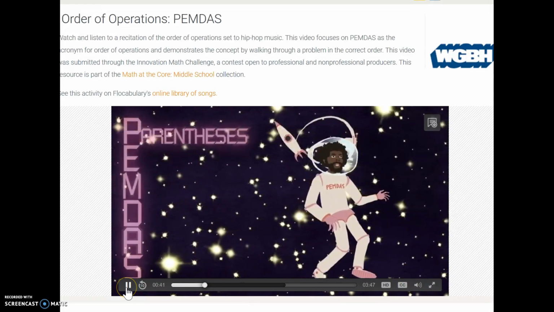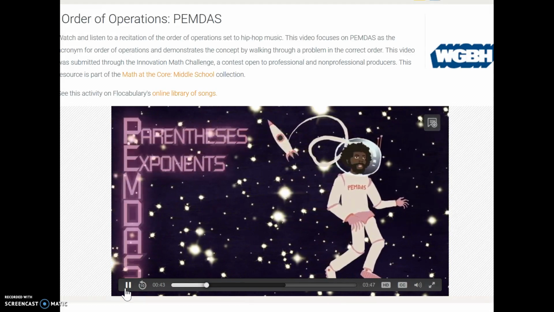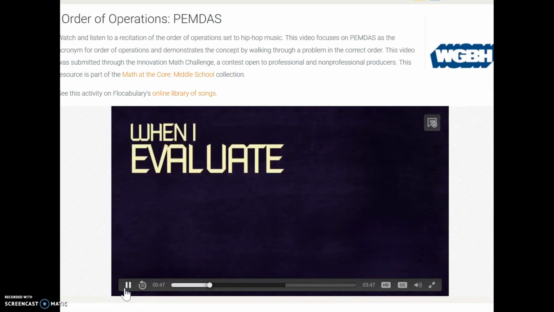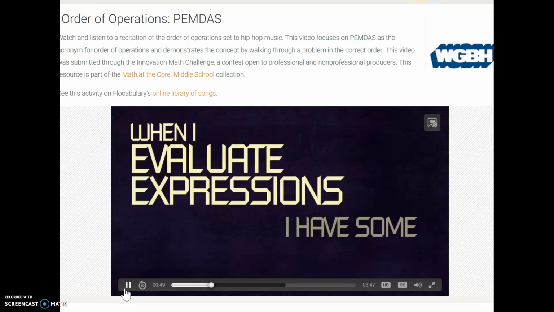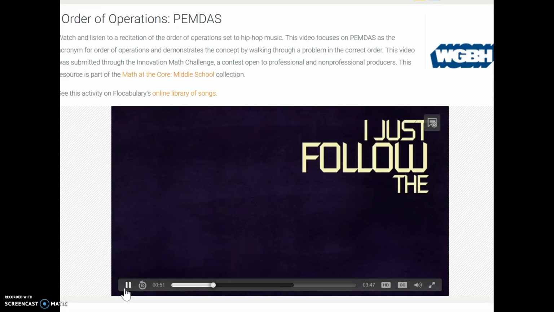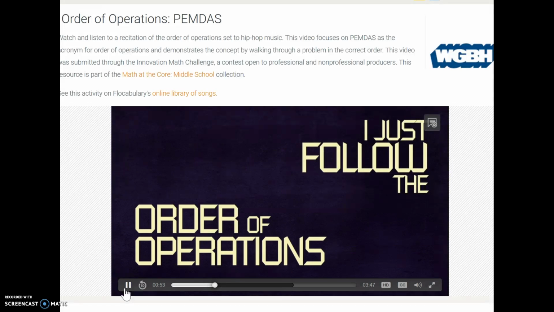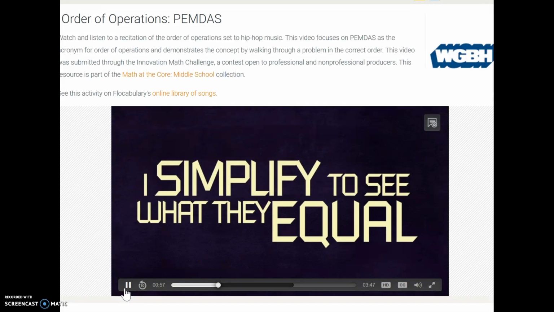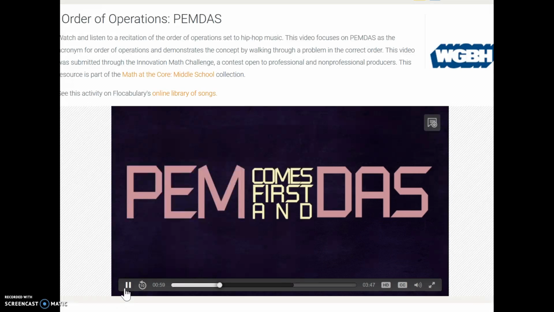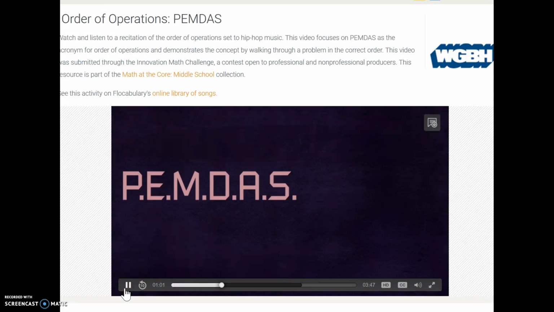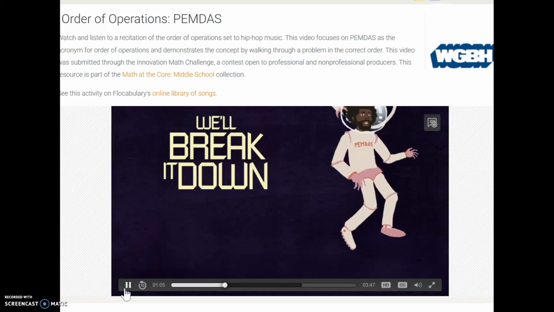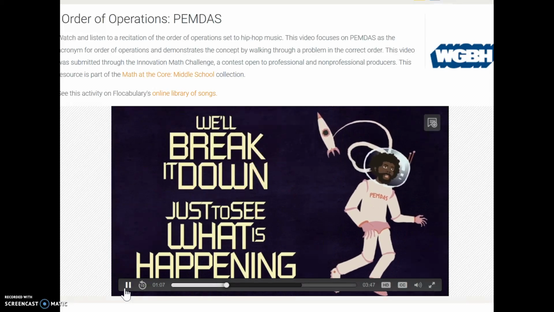First is parentheses, then it's exponents. Multiply, divide, add, subtract. When I evaluate expressions, I have some patience. I just follow the order of operations. I simplify to see what they equal. PEMDAS comes first, and dash is the sequel. PEMDAS, yeah, that's an acronym. We'll break it down just to see what is happening.